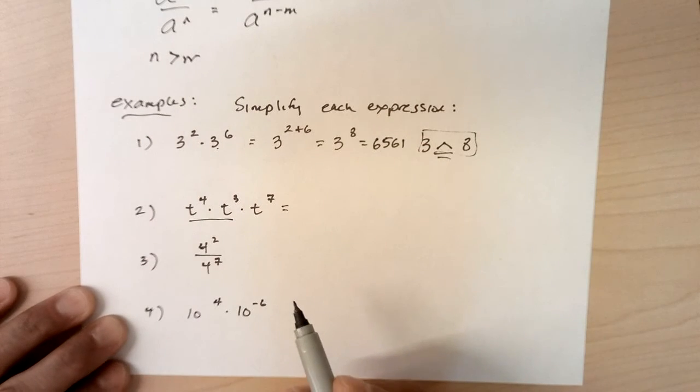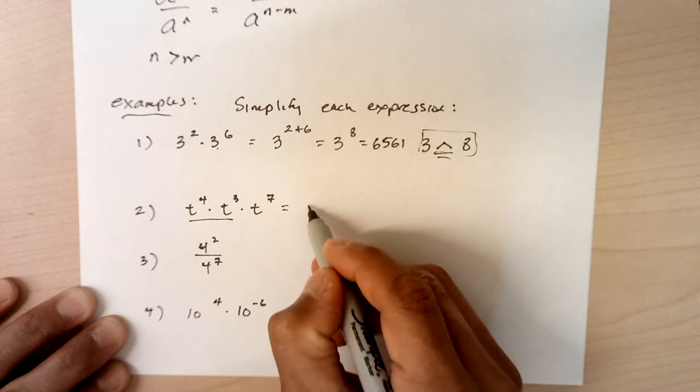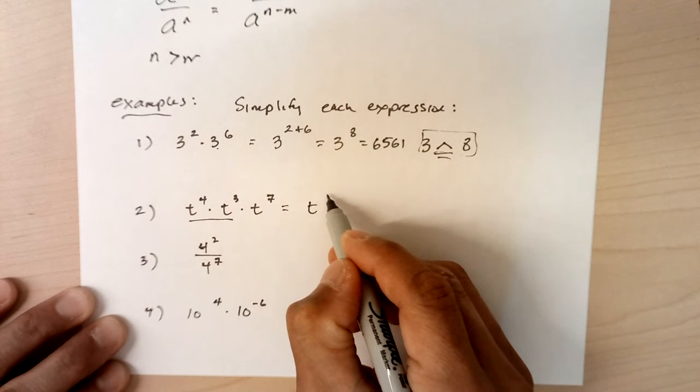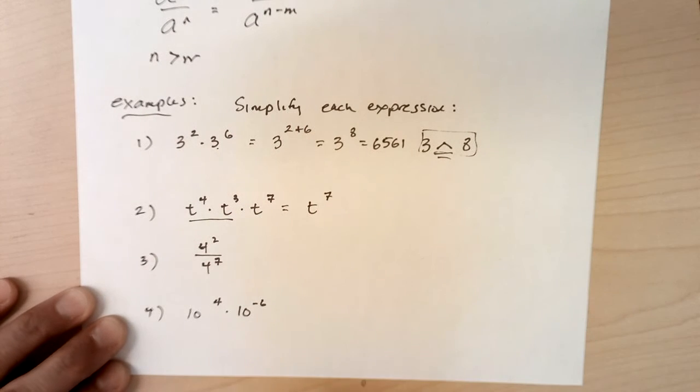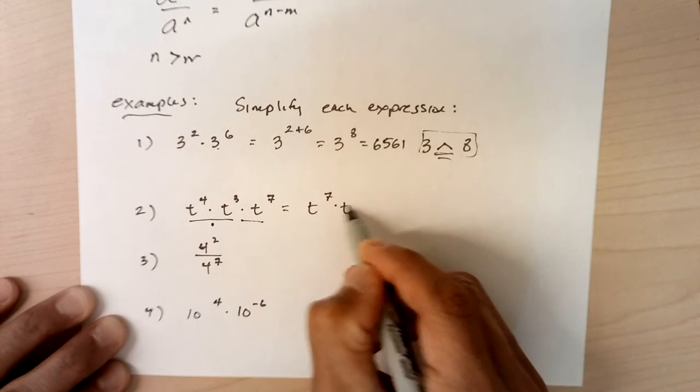T to the 4th times t cubed, you have the same base, so you could add the exponents. So this part right here that I underlined, that's t to the 4 plus 3. I'm just going to do some work in my head here. So that's t to the 7th for this part right here, and then times t to the 7th.